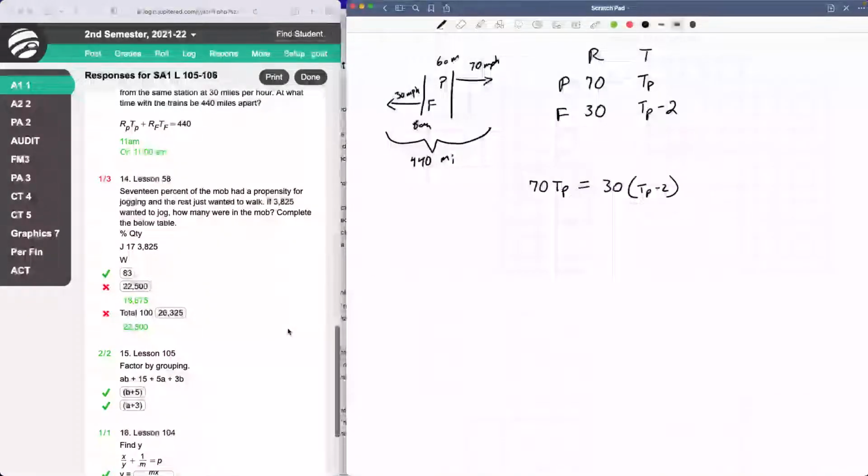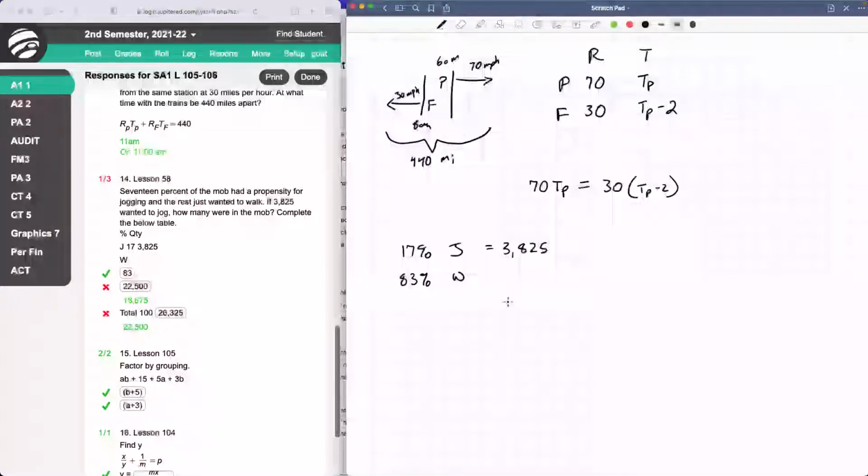Then we have lesson 14. 17% of the mob had a propensity for jogging. So 17% were joggers, right? And the rest just wanted to walk. So that means that 100 minus 17, that's going to be 83%, were walkers. If 3,825 wanted to jog, how many were in the mob?